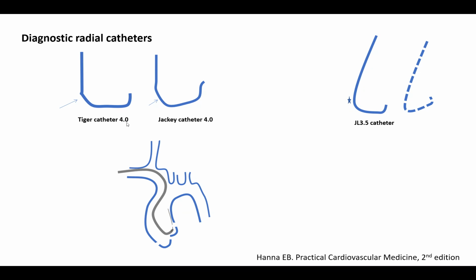I wish they made them in 3.5 centimeters. Another difference, the Tiger catheter has a tip that tends to point up, whereas a Jackie catheter has a tip that tends to point down. Just know those features.